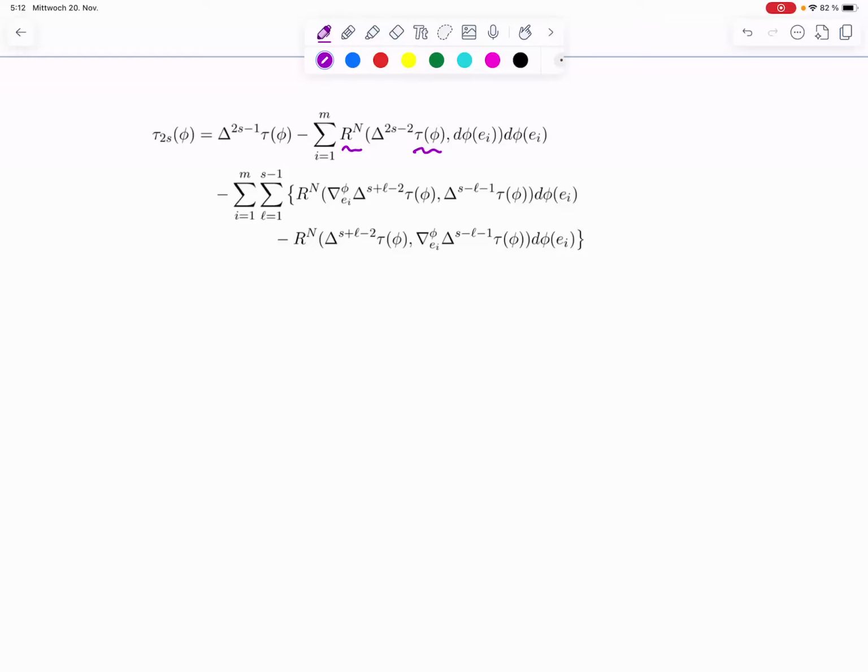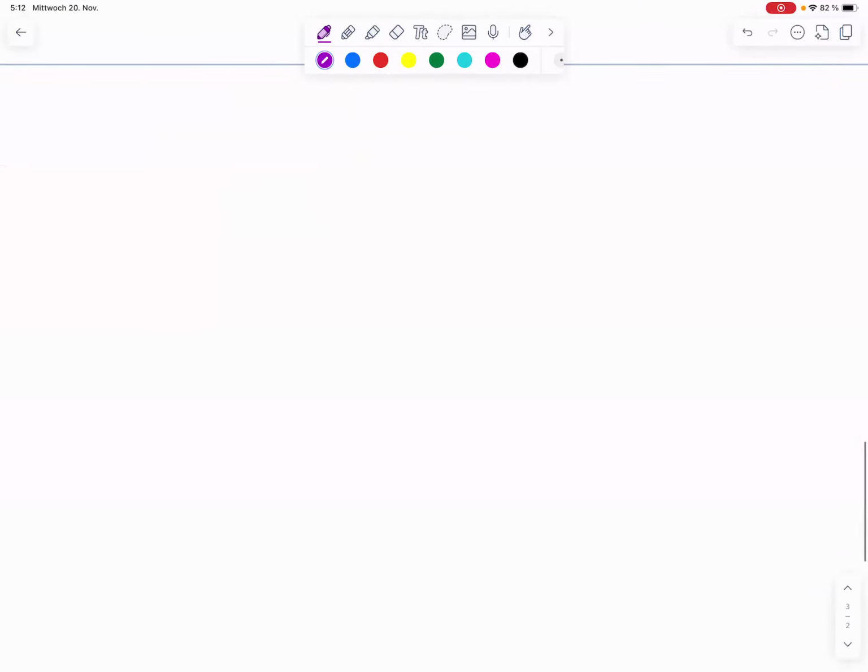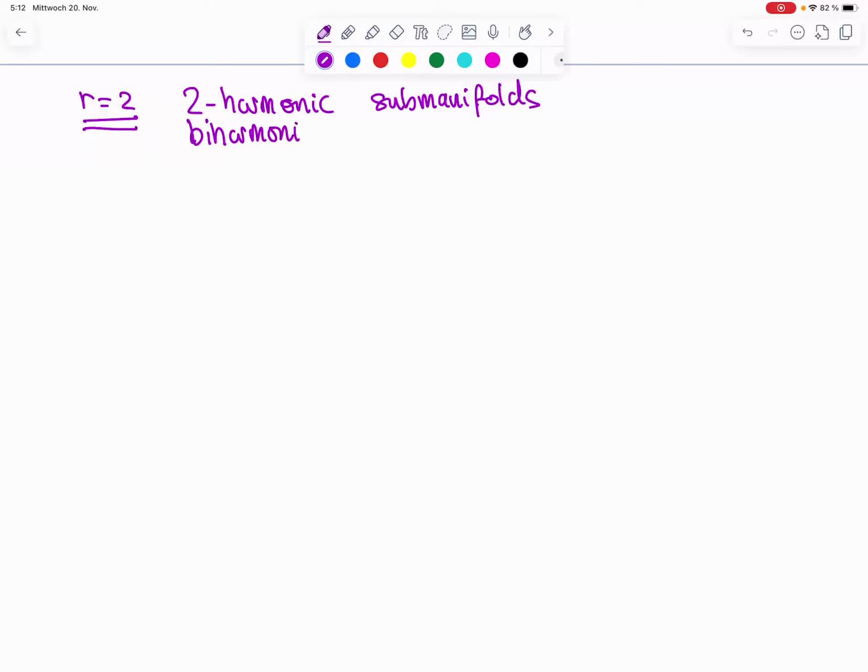Okay, now this finishes the introduction on these energy functionals. So I said in the beginning, we are interested in the construction of R harmonic submanifolds and cohomogeneity 1 manifolds. Let's first focus on the case R equals 2 for simplicity for this talk. So in the following, we mostly focus on R equals 2. So we want to construct 2-harmonic submanifolds. And as I said before, they are also called biharmonic, and I usually call them biharmonic submanifolds.